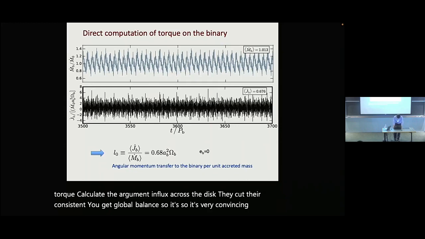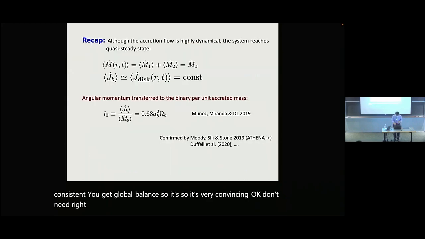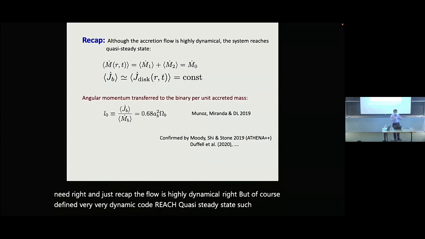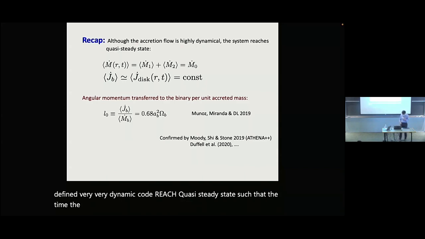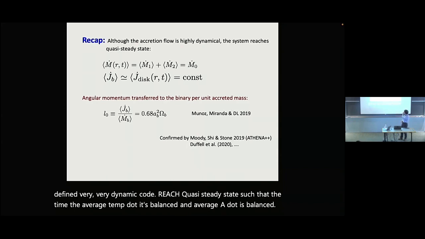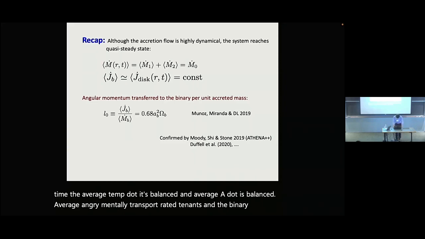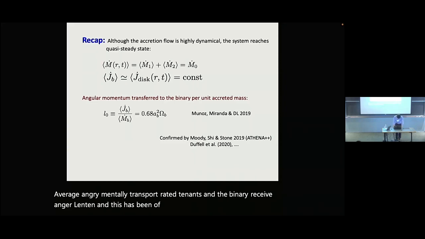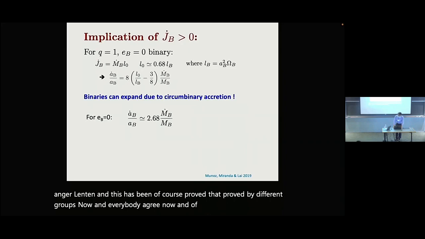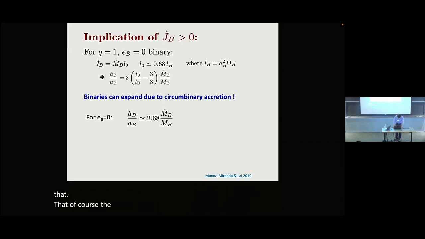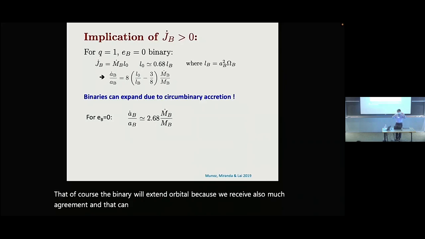All right, and just recap, the flow is highly dynamical, right? But of course, it reaches quasi steady state such that the average m dot is balanced and the average j dot is balanced. Okay, average angular momentum transport rate is balanced, and the binary receives angular momentum, and this has of course been proved by different groups now, and everybody agrees now. And of course, the implication is that the binary will expand its orbit because it receives so much angular momentum that it can overcome the mass equation. The orbit can still expand.